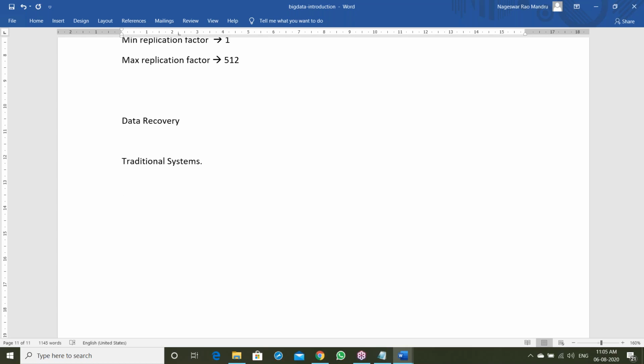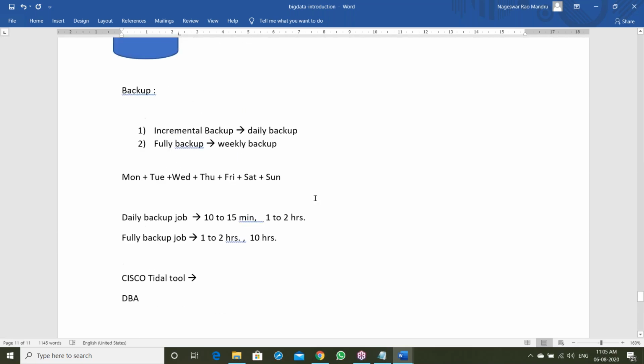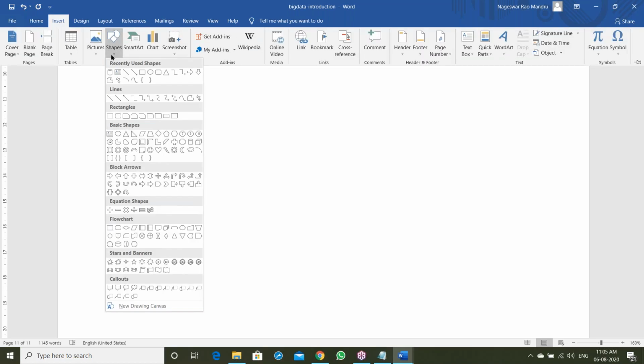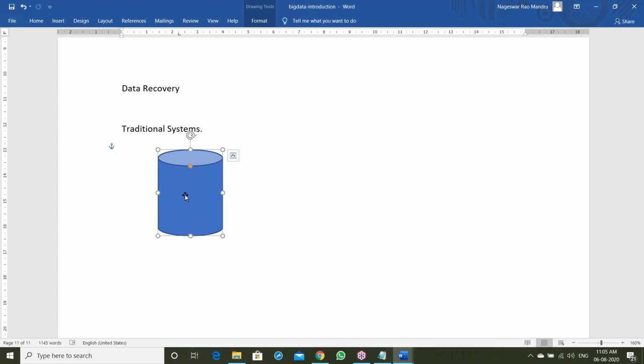What is the requirement of recovery? What is the scenario here? Suppose, for example, the traditional system database server crashed, failed. The complete database engine, the Oracle database engine itself, crashed. That means loss of tables and all the data, because the engine itself crashed. Once the engine crashed, there is no data.